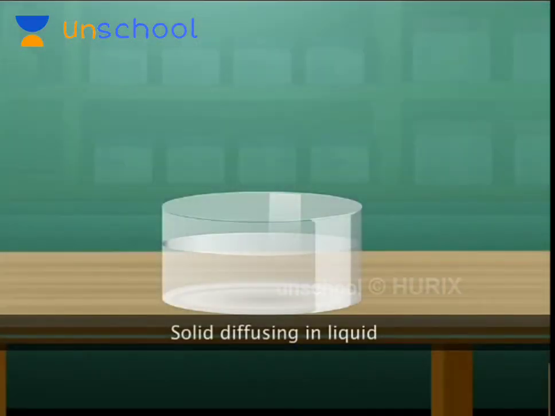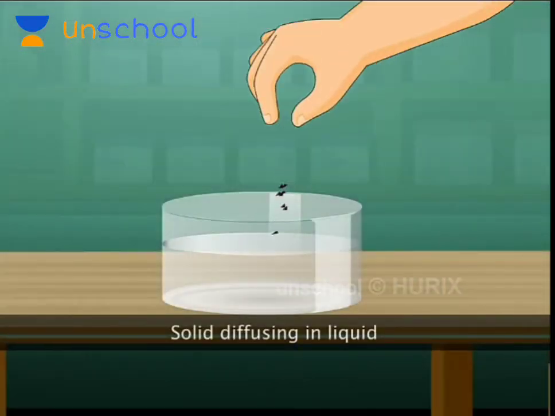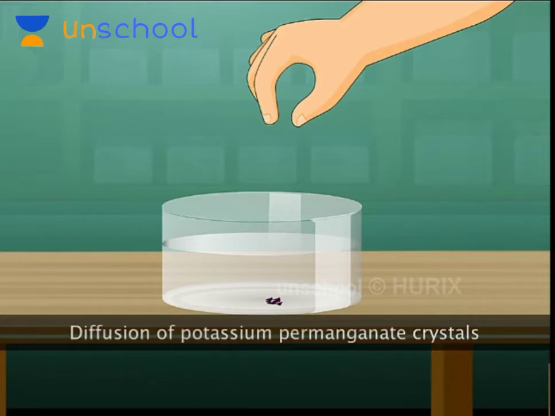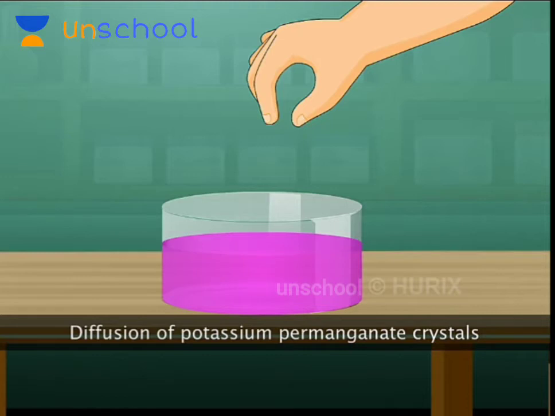To observe the process of diffusion, drop some crystals of potassium permanganate into a beaker of water. Leave the beaker undisturbed for a while. The color of the crystals spreads through the water. This is a result of diffusion.